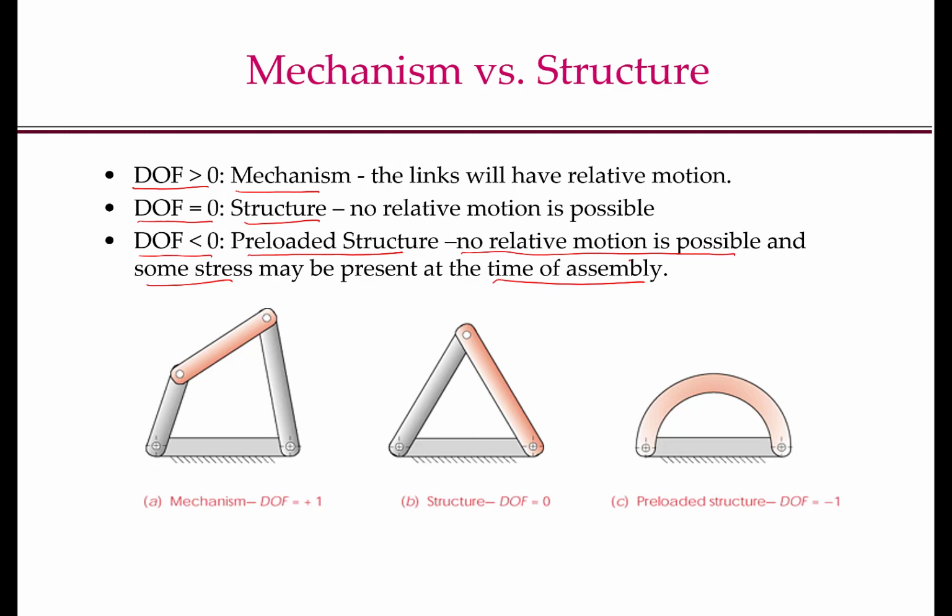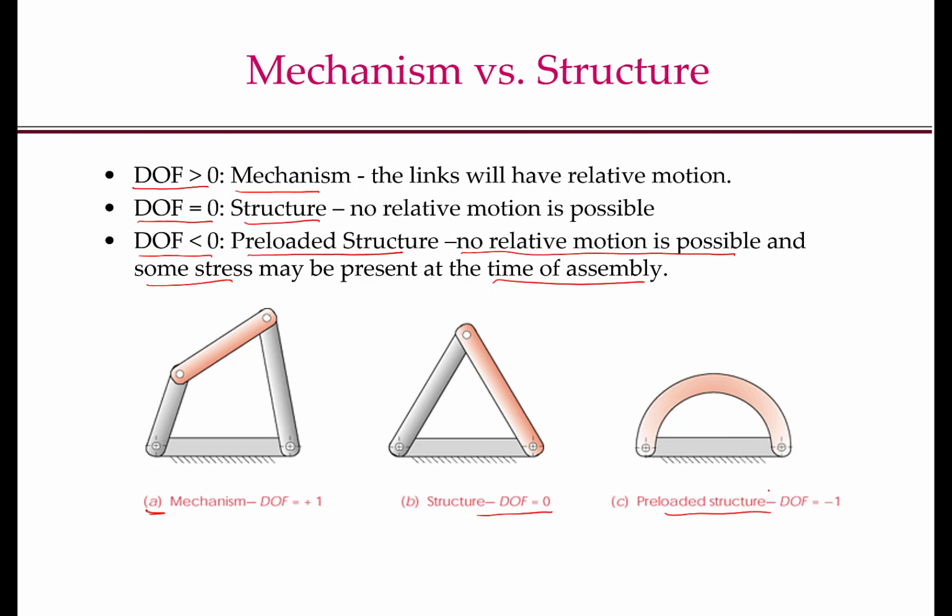So if you look at the figure here, figure A is the simple 4-bar mechanism with pin joints, which is a 1 degree of freedom mechanism. Now, if I just take 3 bars and pin joints, it's a structure. There are no degrees of freedom. If I take 2 bars, one curved, another straight, and join them, we have a preloaded structure. Because the degree of freedom, if you compute it, will be -1.